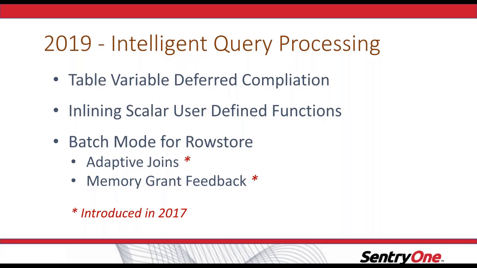You'll notice that there's a little asterisk there. That's because adaptive joins and memory grant feedback were technically introduced in SQL Server 2017. However, they were only available for batch mode for column store. Remember my comment about column store earlier. So that's one reason why it's now even more available to us, because batch mode for row store has been implemented in 2019, and as a result, we now get the benefits of adaptive joins and memory grant feedback for row store when we are using batch mode.